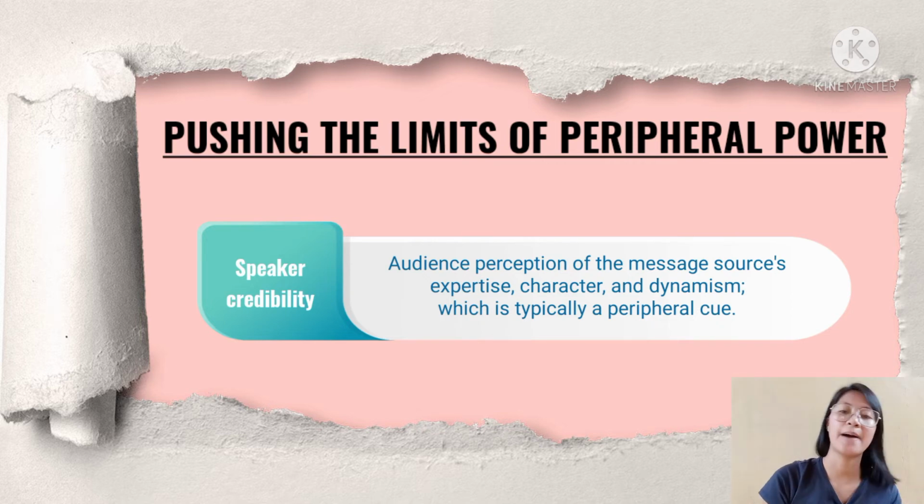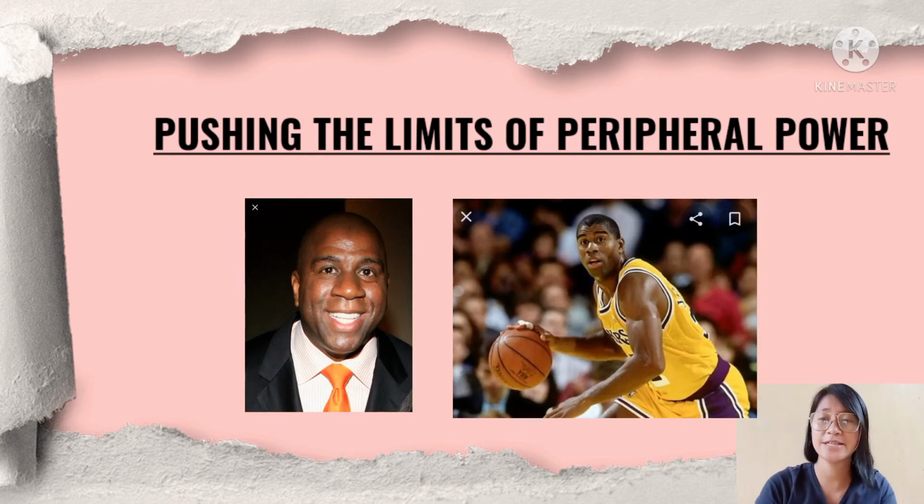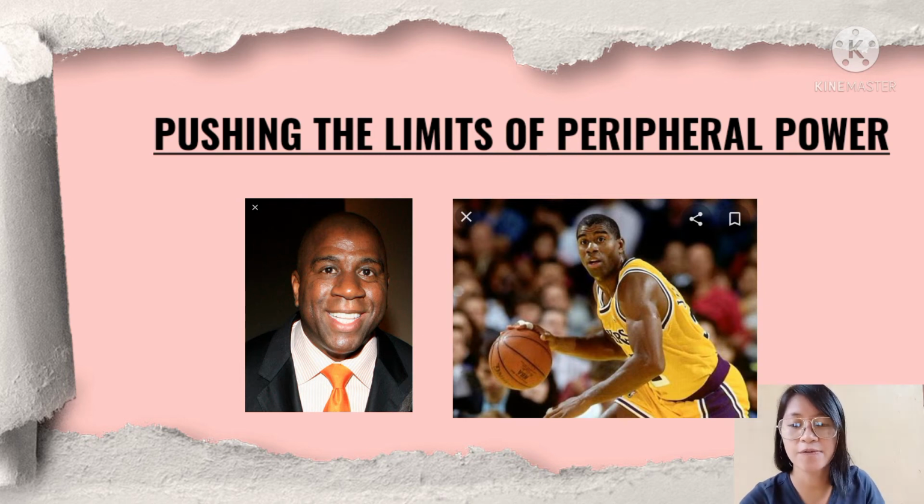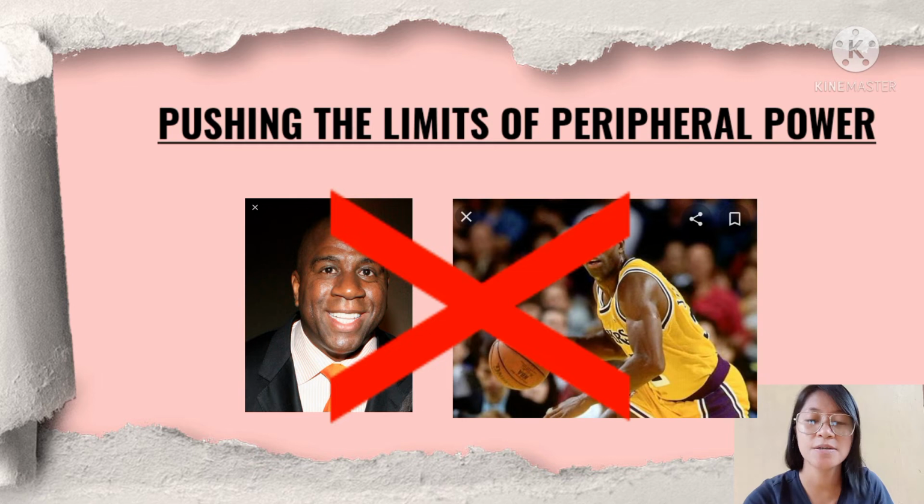Now, let's dive into the sample situation provided by the book. This is basically about Magic Johnson, a former professional basketball player. And this situation centers or highlights the speaker's credibility and character. So let's start. In 1991, basketball superstar Magic Johnson held a press conference to announce that he had tested positive for HIV. At the time, such a diagnosis seemed like a death sentence.